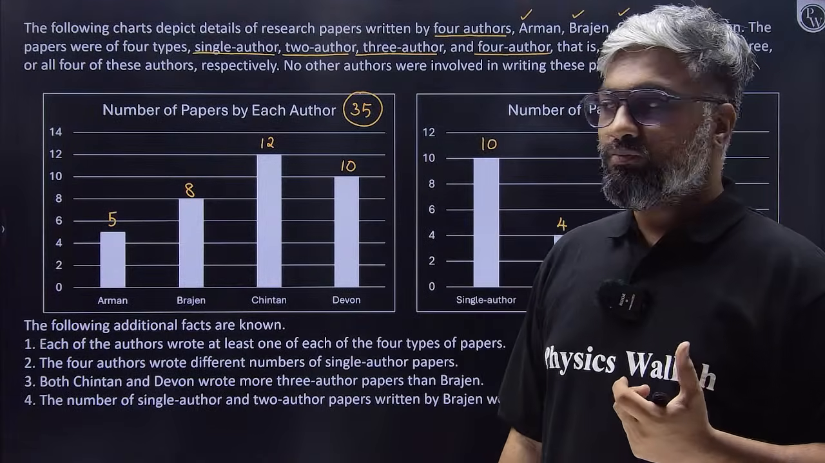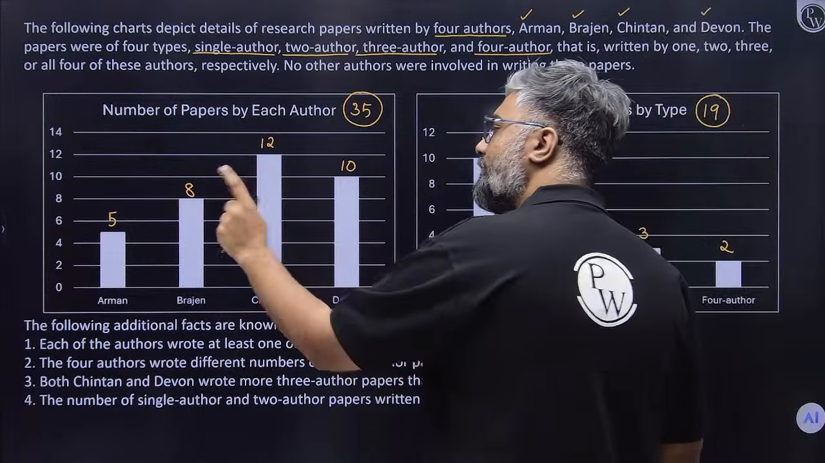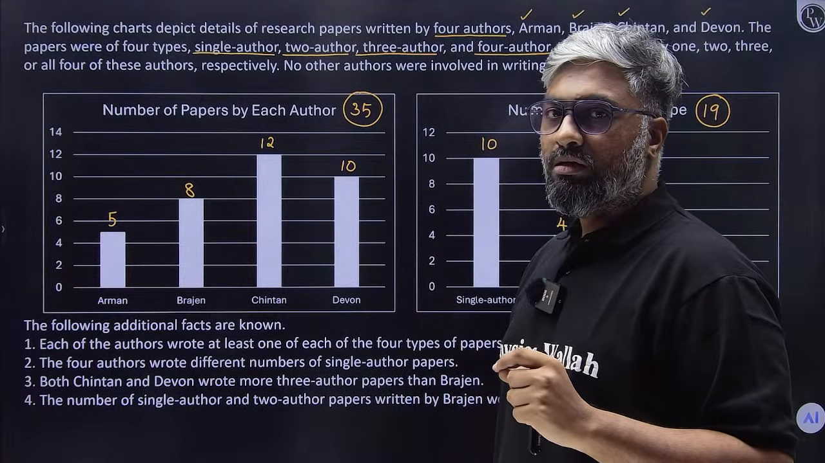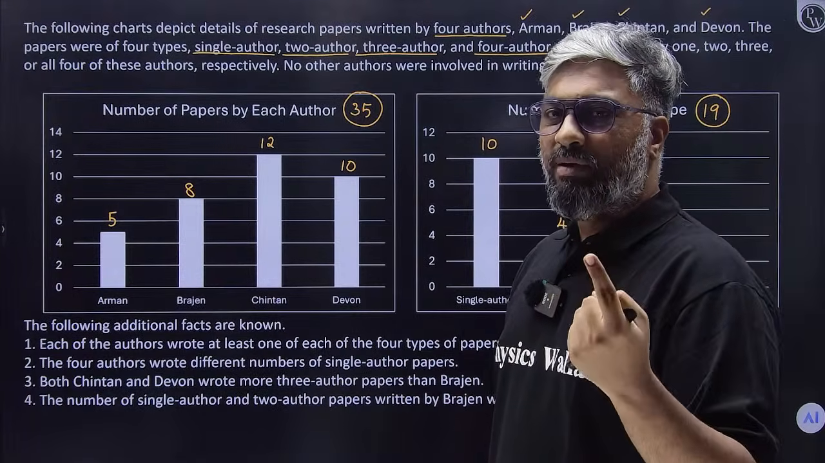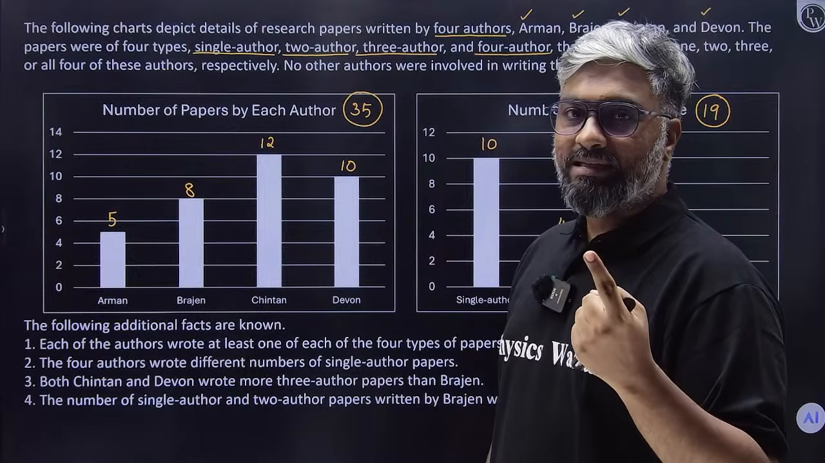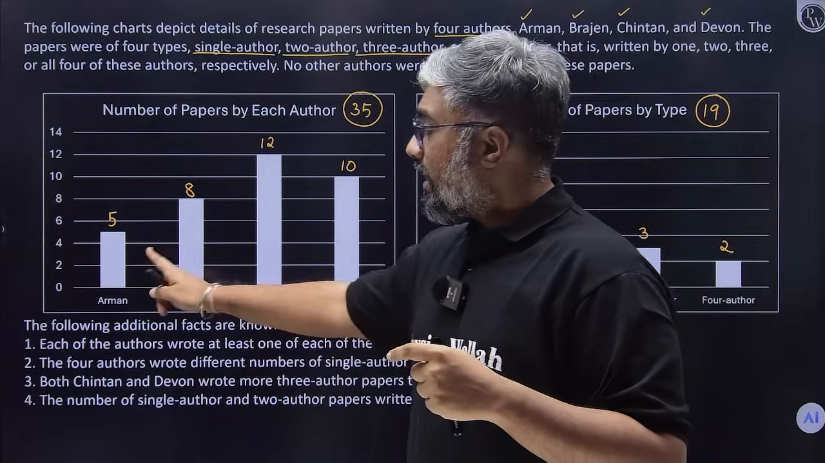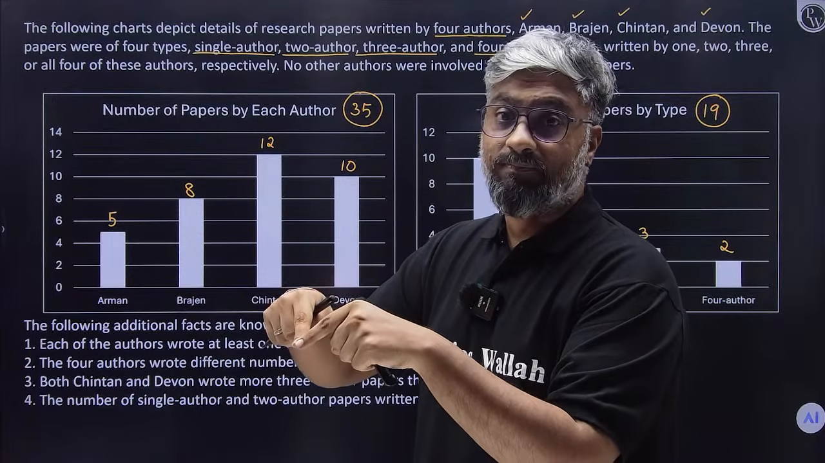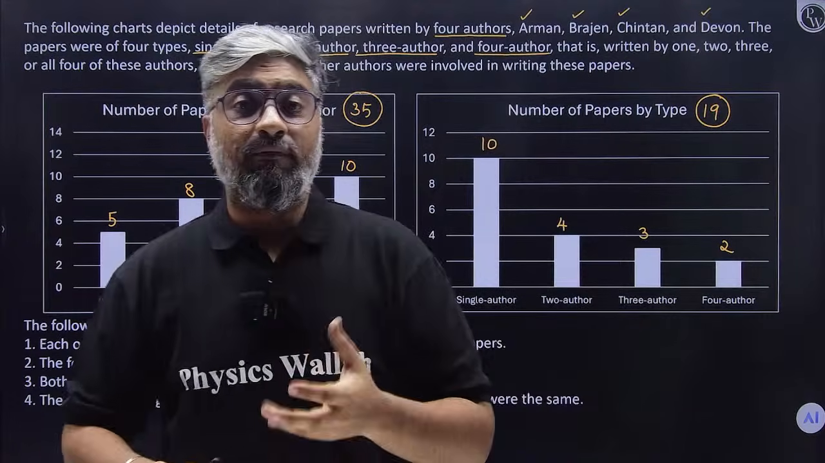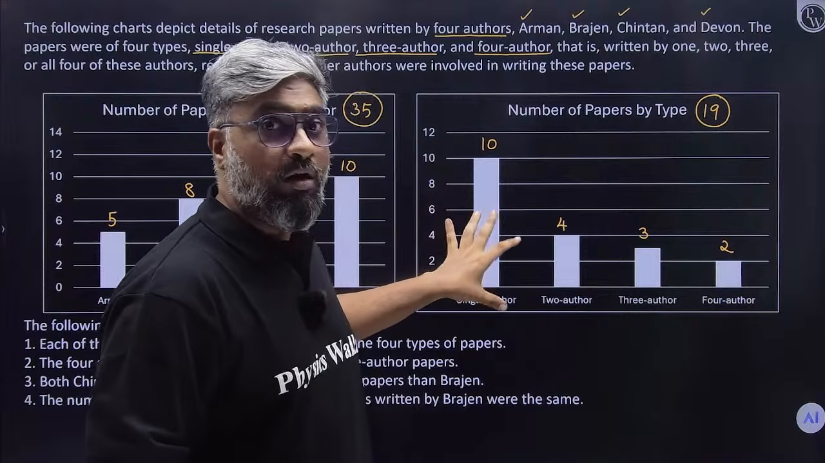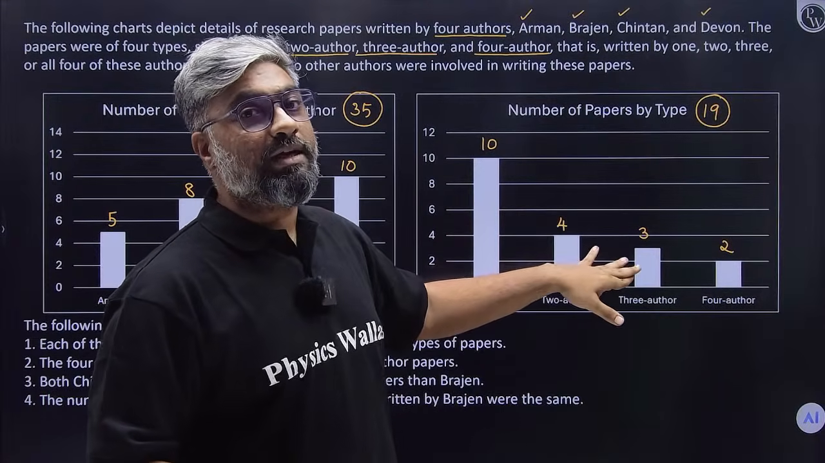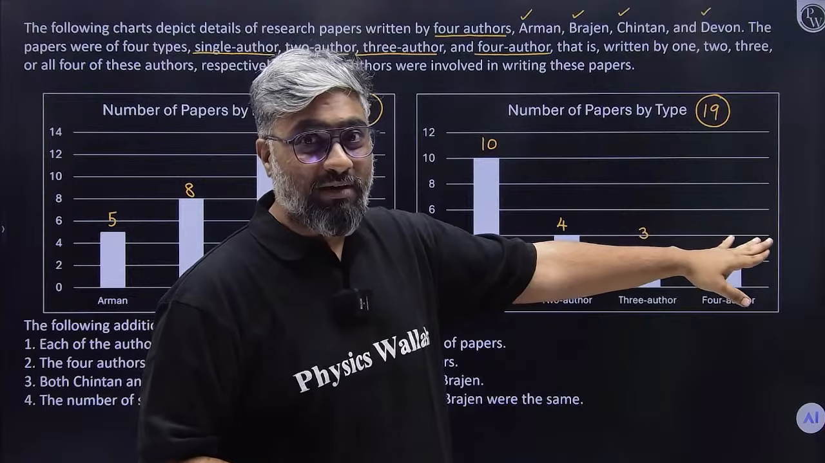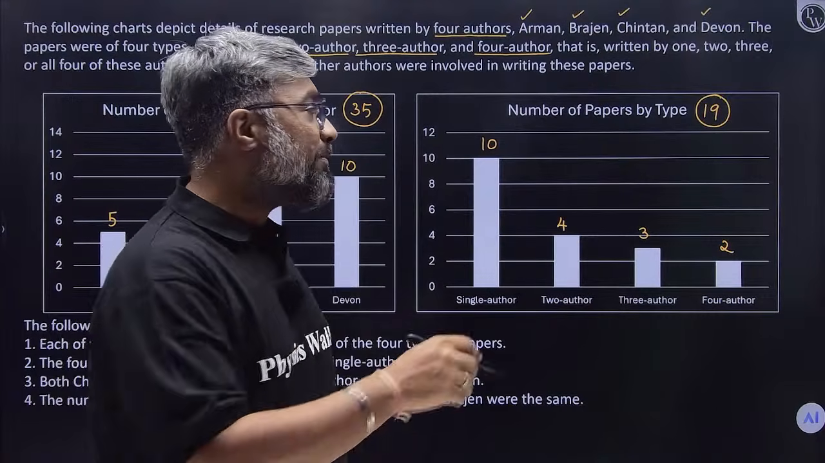Think about this. If you look at this particular graph, what is happening here? Any one paper, let's say paper X, can be written by Arman and Brahan both. Both can contribute to it. Correct? However, if a paper is written by a single author, can it also be written by 2 authors? No. Can it also be written by 3 authors? No. Can it also be written by 4 authors? No.